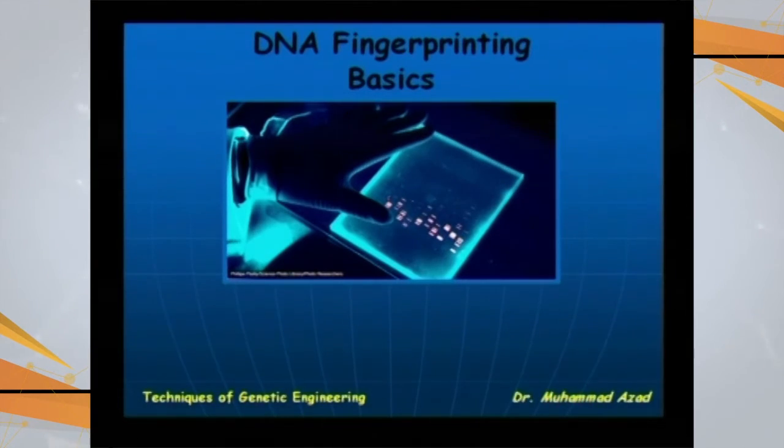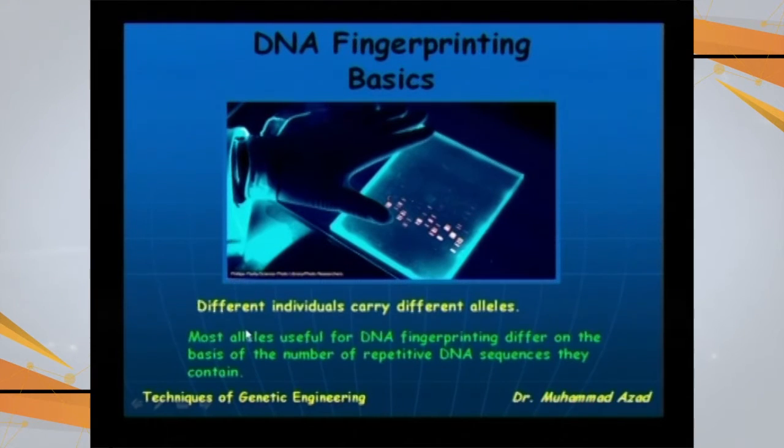Then we are going to match, and there are many practical situations such as cases of disputed paternity. Sometimes in the labor room, newborns get mixed. We use this technique for identification, and in the science of criminology, we have a lot of applications of this technique. So, going with the basic steps of genetic fingerprinting: different individuals carry different alleles. Most alleles useful for DNA fingerprinting differ on the basis of the number of repeated DNA sequences that they contain.